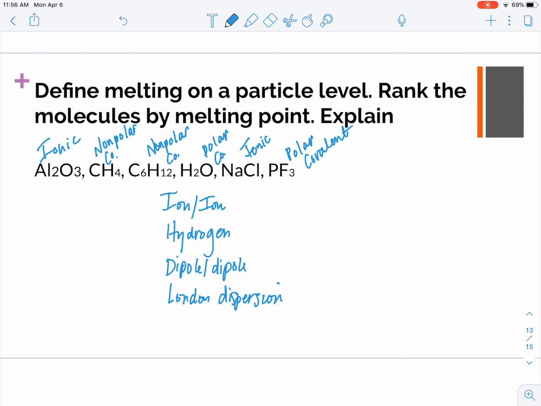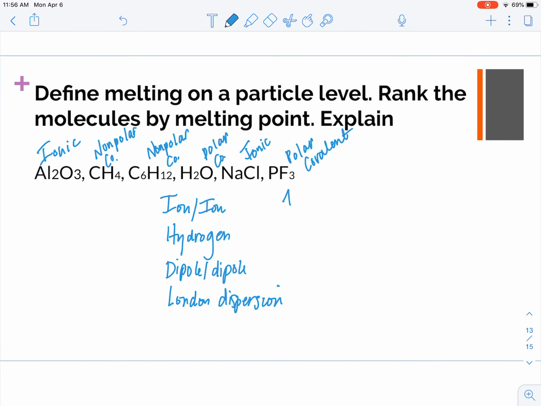So with ionic, you can rank based on, again, charge difference and ionic radii. So we're going to go ahead and rank aluminum oxide at the top. In the lab, this would have been calcium oxide. We'll put calcium oxide in there as well. And then sodium chloride. So if you look at the melting points of those different ionic compounds, they're pretty high because the intermolecular force is so great.